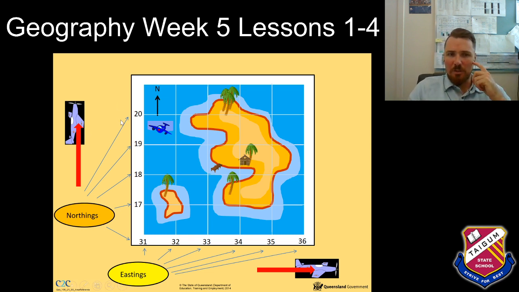When we have numbers on both the vertical and the horizontal, it can get a little bit confusing, but we are talking about doing the eastings first and the northings second. So we go longitude first, latitude second in this situation anyway. Okay, so we can see here that we have 17, 18, 19 and 31, 32, 33, 34, 35, 36. They're the different lines for each.